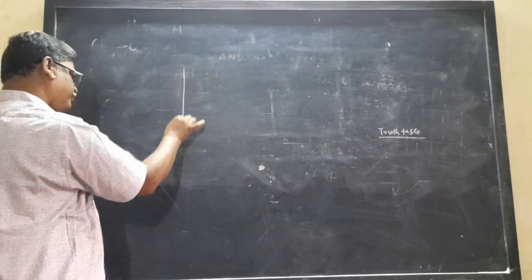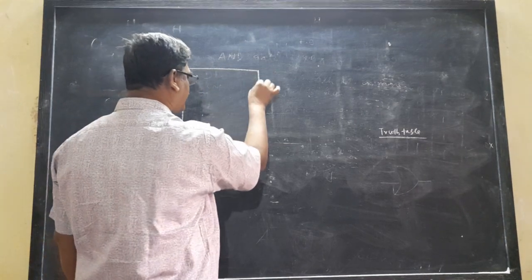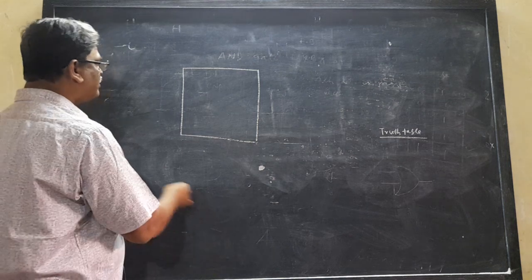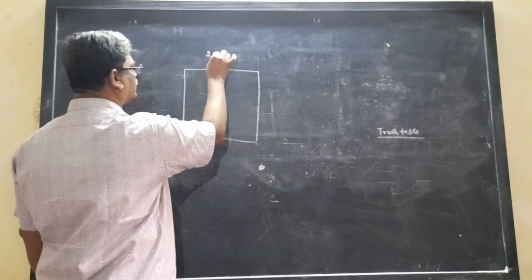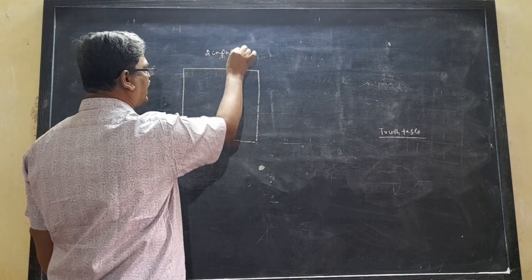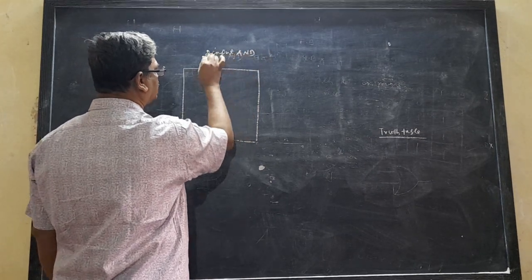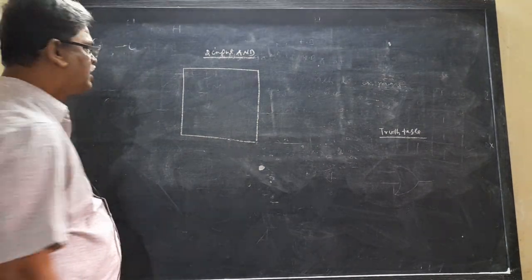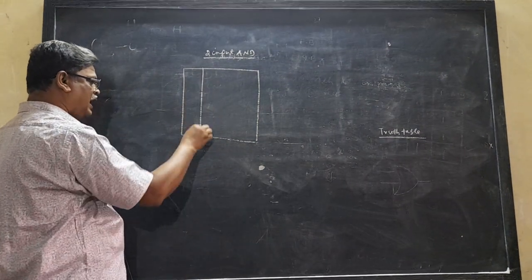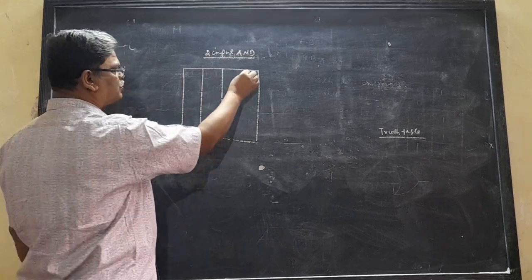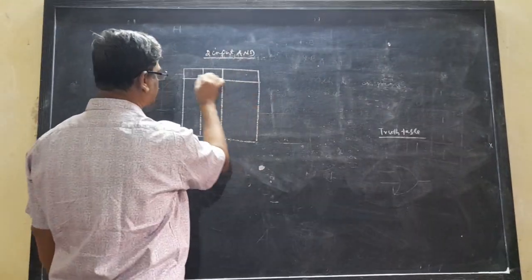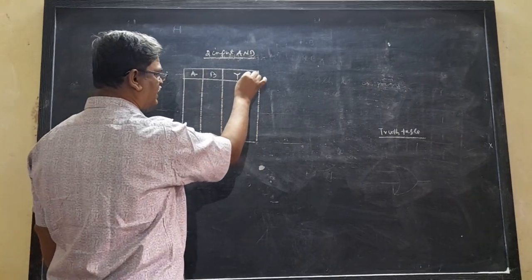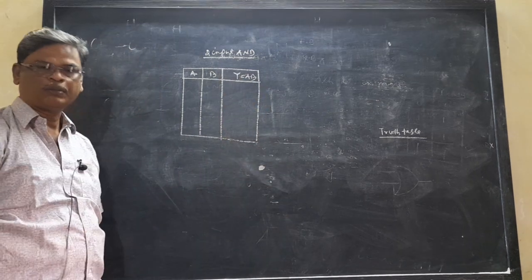How can I draw a table? A table means there are some rows and columns. First we find out the columns. This is for a 2 input AND gate. 2 inputs means the number of columns is 2 plus 1: 2 inputs and another one is the output. These are your inputs A, B and this is the output, that is AB. Clear?